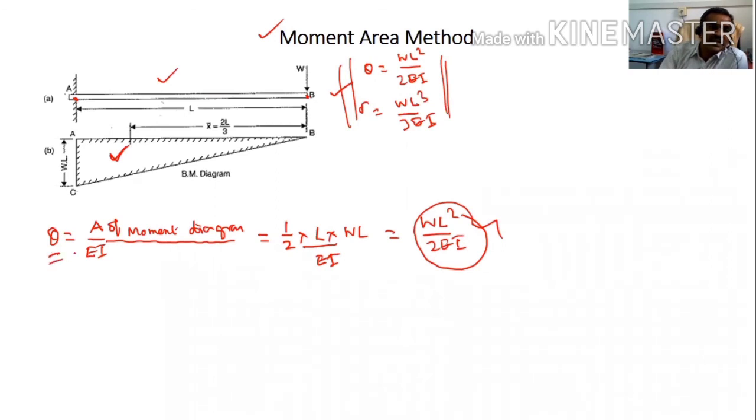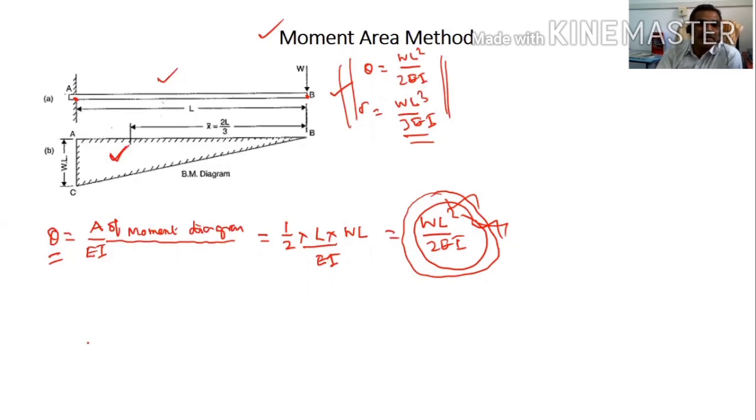So to find theta, what you have to do? Area of the moment diagram divided by EI. So half into L into W, divided by EI. That is WL square by 2EI. This equation we have already calculated by the double integration method. Similarly, delta is equal to WL cube by 3EI.